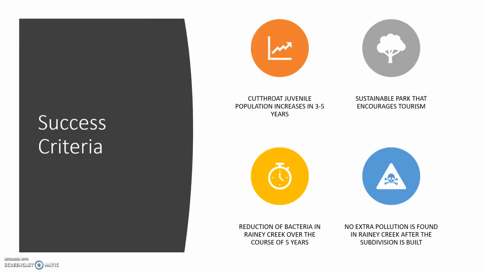The success criteria for this will be the cutthroat juvenile population increases in 3 to 5 years, a sustainable park that encourages tourism and an investment by the community, reduction of bacteria in Rainy Creek over the course of 5 years, and no extra pollution is found in Rainy Creek after the subdivision is built.